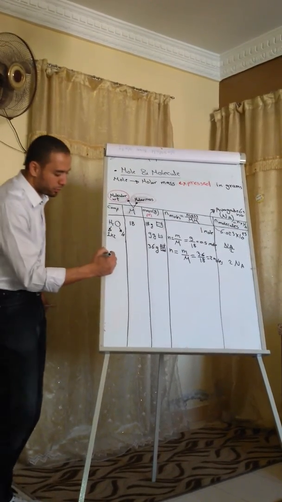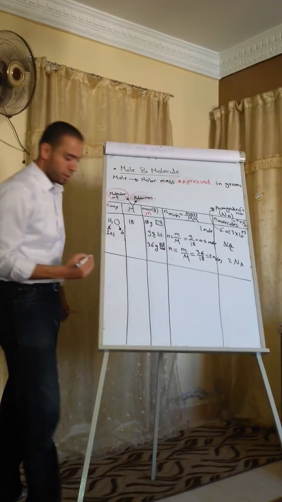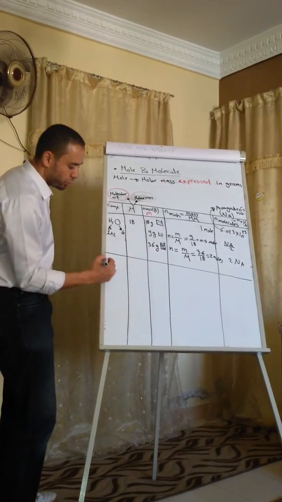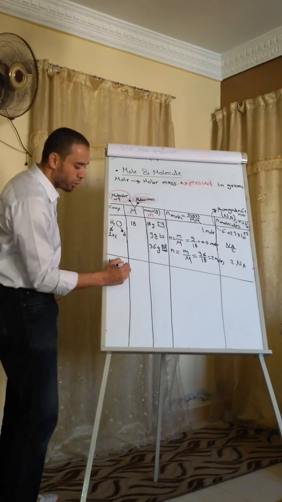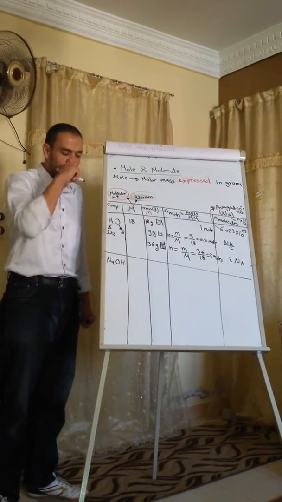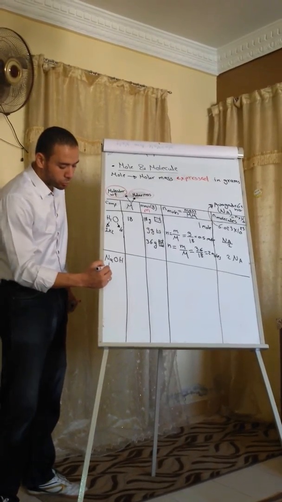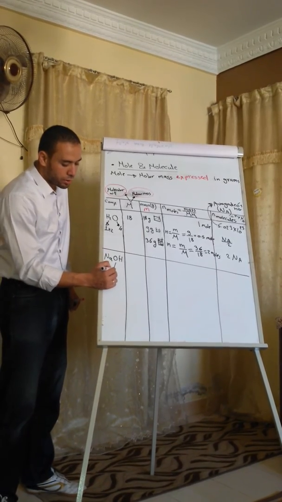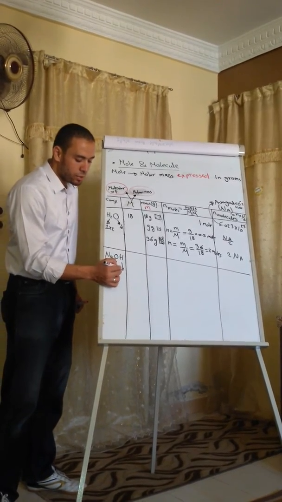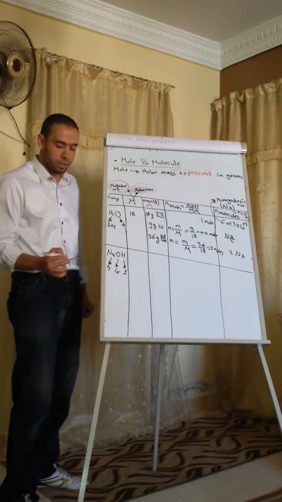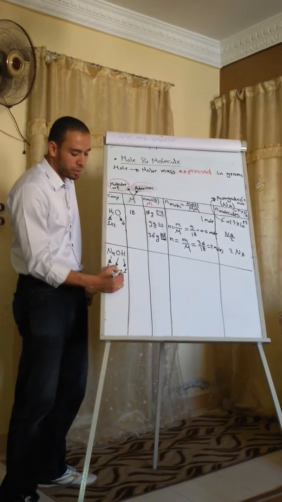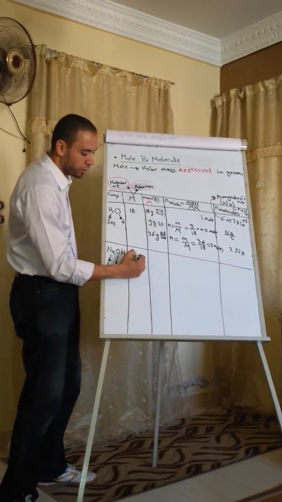Let's get another example. The caustic soda or sodium hydroxide, NaOH. What is the molecular weight of NaOH? Na is 23, oxygen is 16, H is 1. So the molecular weight is the summation of them, which is equal to 40.